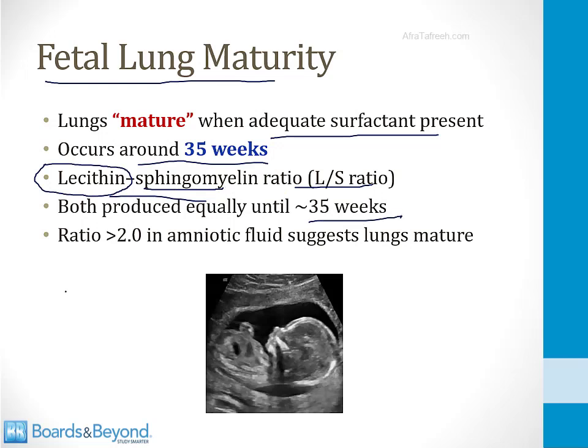After about 35 weeks, the amount of lecithins begins to go up. So if the ratio of lecithin to sphingomyelin is greater than 2 in the amniotic fluid, it suggests the lungs are mature. So sometimes if we want to deliver a baby early, but we don't know if the lungs are mature, we can sample the amniotic fluid, and if the LS ratio is greater than 2, then we know that the lungs are probably mature.